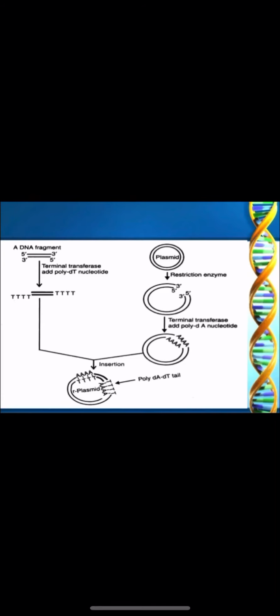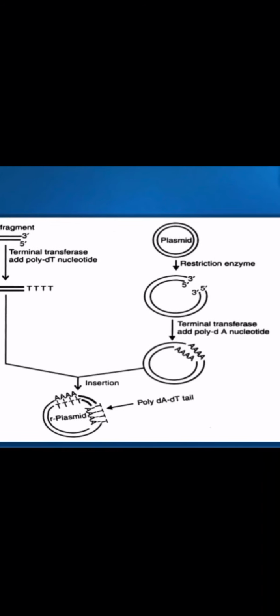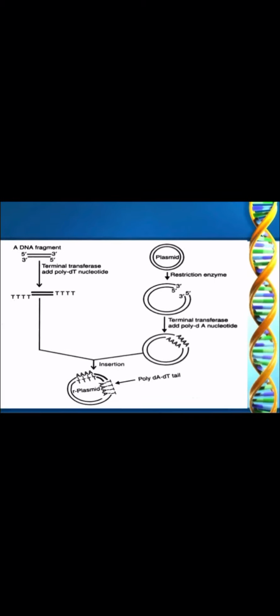So for the DNA fragment, terminal transferase adds poly-dT nucleotides. The poly-dT nucleotides are then added. This is the plasmid cut with restriction enzyme. Terminal transferase dA is added. So the insertion of these poly A and poly dT tails helps to anneal and ligate the different DNA fragments.